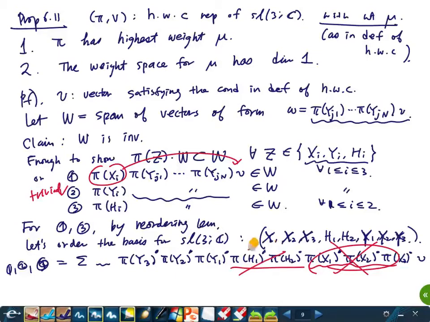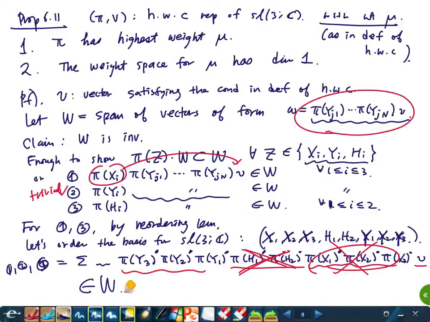Again, we can ignore this because this is a weight vector. So if you apply h's, it will be just a constant multiple. So again, it will be just v times a constant multiple, so we can ignore this. But then finally, it will be just a sum of this form. So it will be in W. That's the proof of this claim. So it's an invariant subspace.